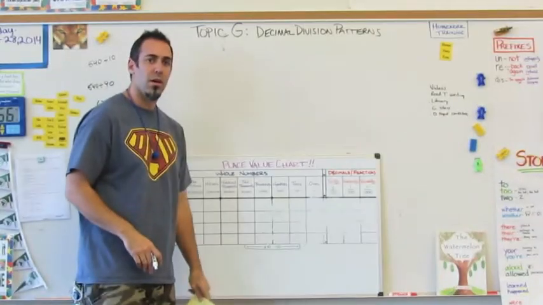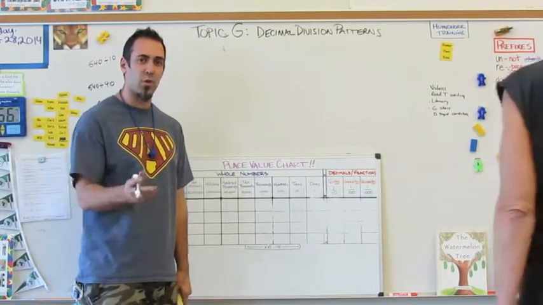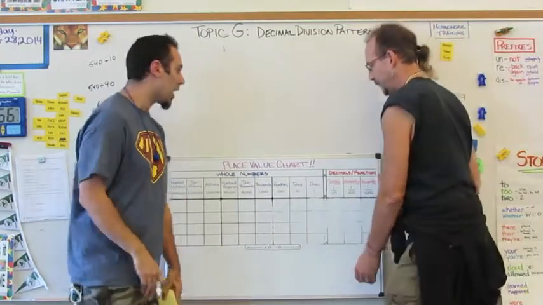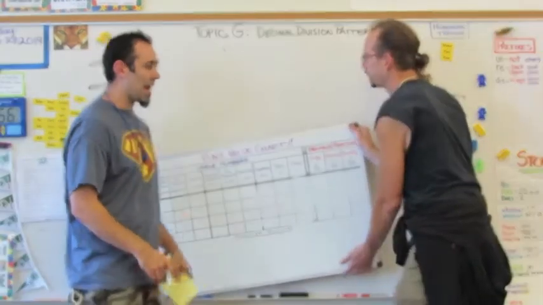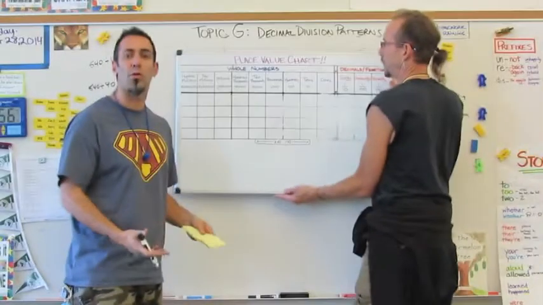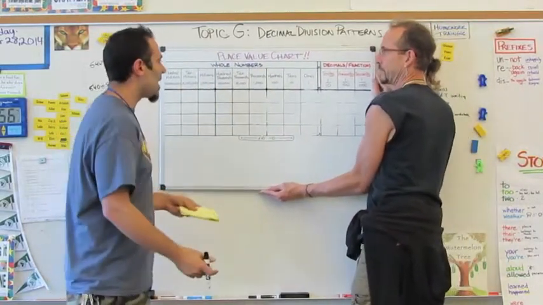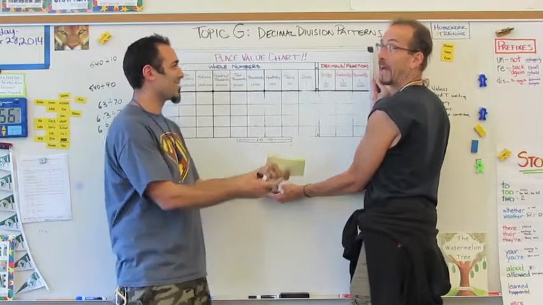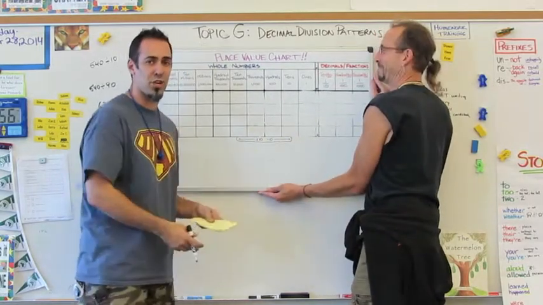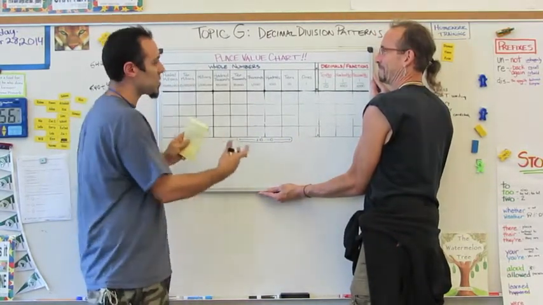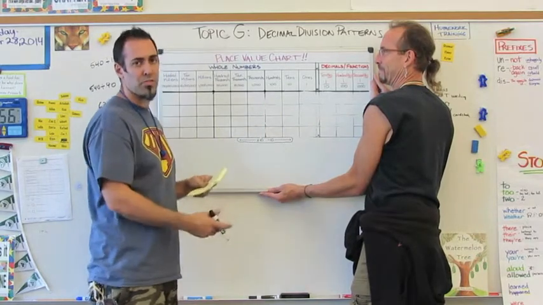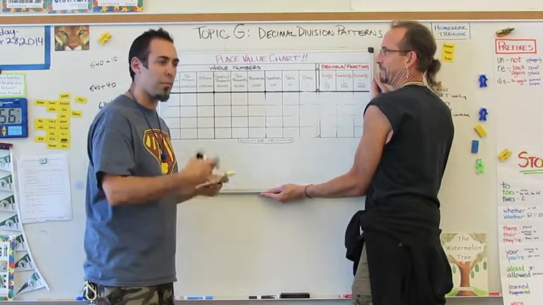Howdy! Continuing on with topic F, we're going to be talking about how division of whole numbers applies to division with decimals. And my assistant Rick here is going to be holding up the place value chart so that we can show you how these numbers actually move on the place value chart as we divide by decimals.